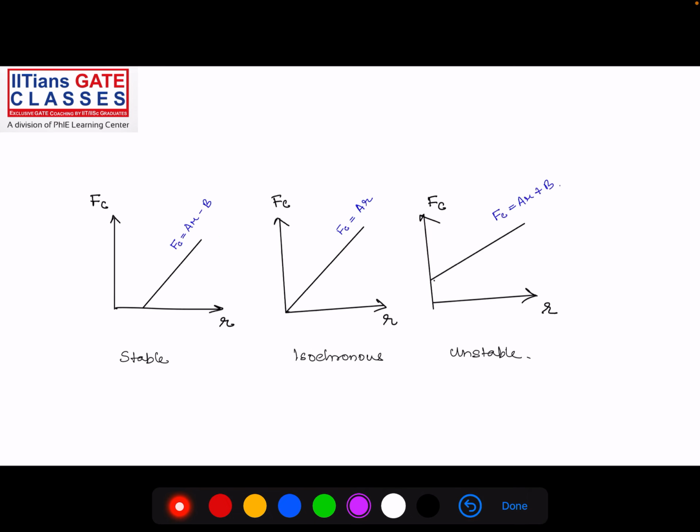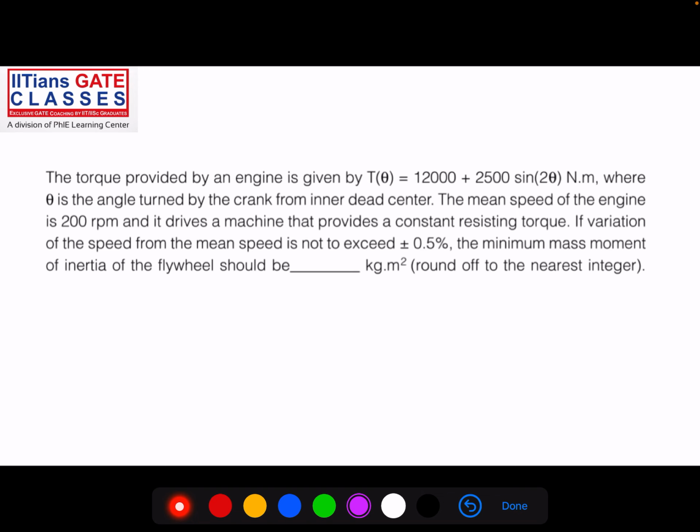Let us move on to the next question. I've already given you this: the stable, isochronous, and unstable. You can see this. Let us move to the next question.